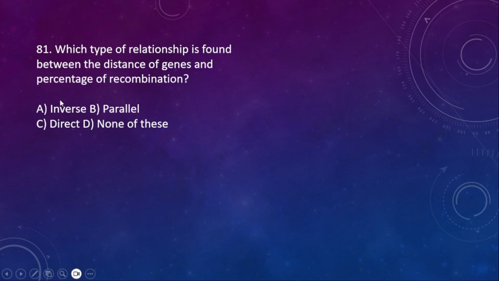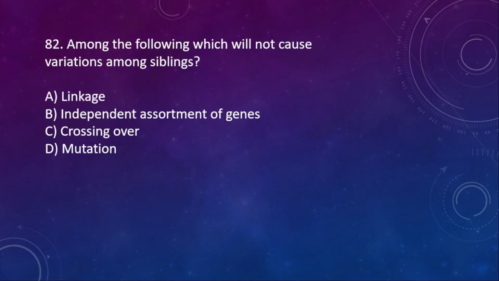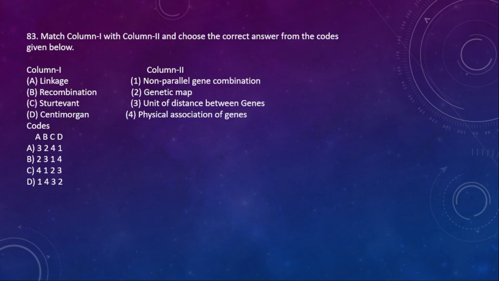81. Which type of relationship is found between the distance of genes and percentage of recombination? A. Inverse, B. Parallel, C. Direct, D. None of these. Here the right option is C. 82. Among the following, which will not cause variations among siblings? A. Linkage, B. Independent assortment, C. Crossing over, D. Mutation. Here option is A, linkage is correct. 83. Again match the following type of question.